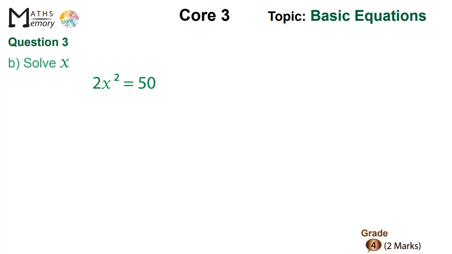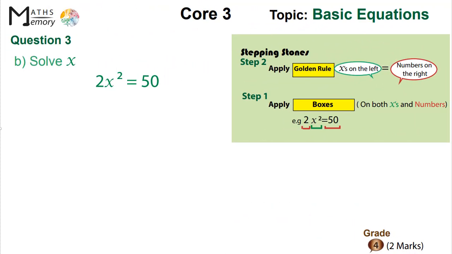Let's solve x for this equation involving indices. Press pause and press play when you're ready. So let's try to do this one. We're involving indices over here. So again, let's see what we have. Now we have, let's say, a number over here. We have 2. We have an x term, x squared. And we have a number on the right hand side, which is 50. Let's still apply, all the x's on the left, numbers on the right.